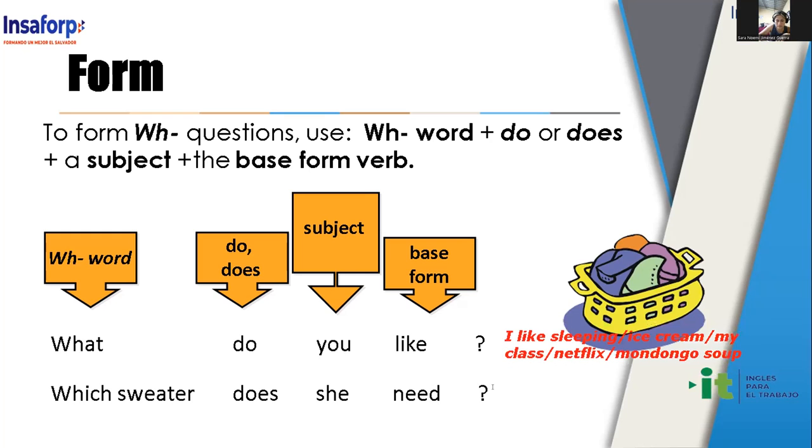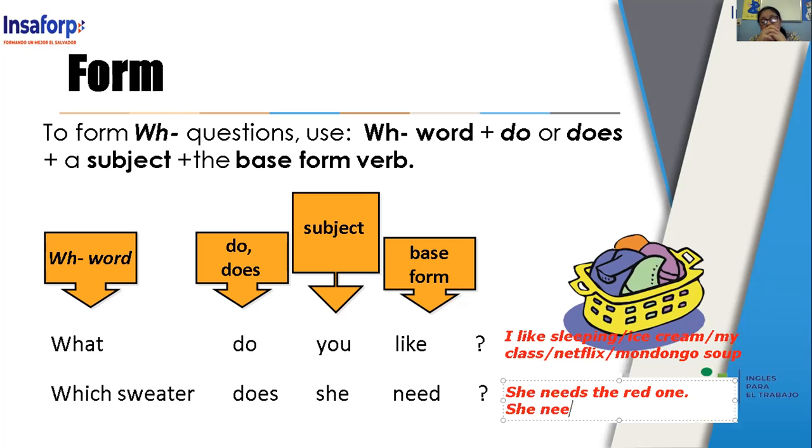And tell me, which sweater does she need? So do you remember how to answer this one? Which sweater does she need? She needs the red one. Or she needs, plural, the red ones. Okay. Ahí lo hacemos plural. Necesita el rojo. Los rojos. So don't forget this structure because you're going to be using this in a moment. No se les olvide esta estructura, pero la vamos a estar utilizando.